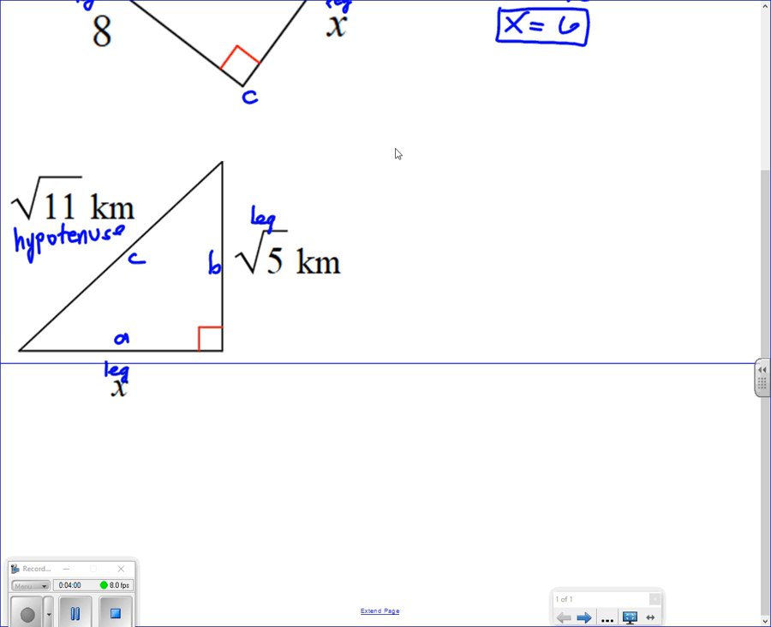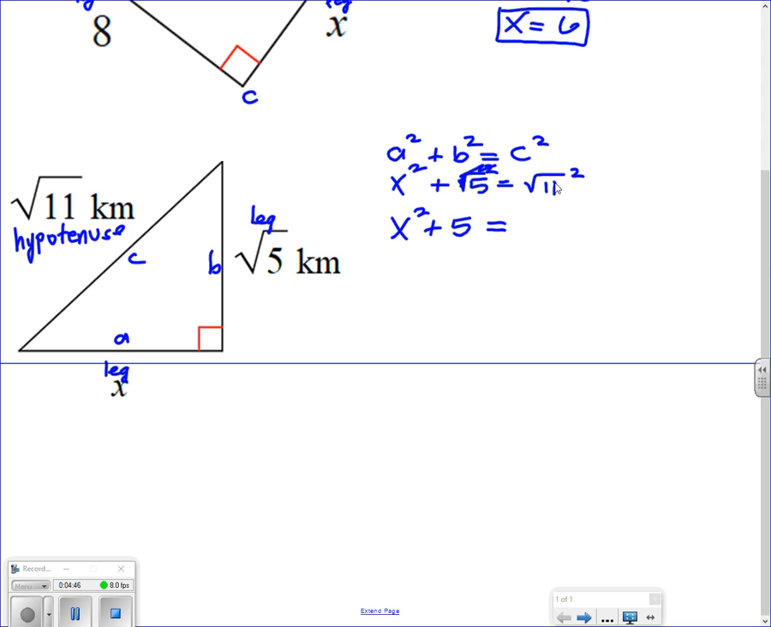Now the Pythagorean theorem says that a squared plus b squared is equal to c squared. a is x, so that'll be x squared. b will be radical 5, squared, and the c value will be radical 11, squared. Now this can be simplified, so that'll be x squared. Now this square root and square are opposites, they're going to cancel. So all you have is 5.